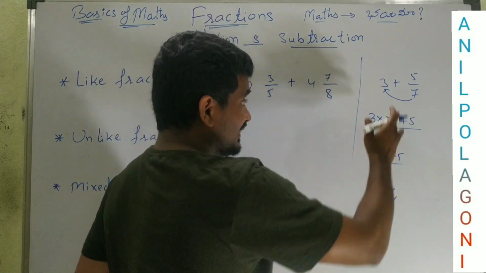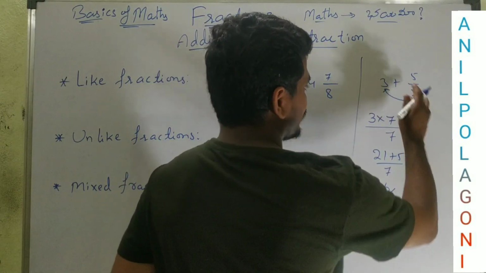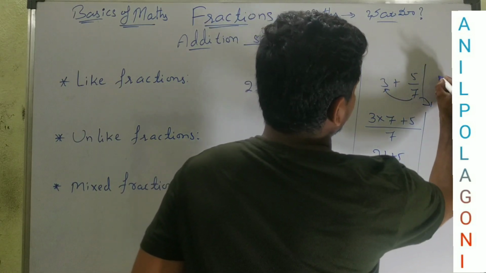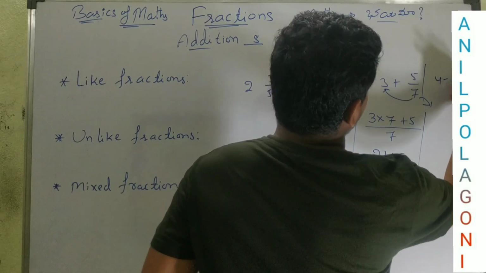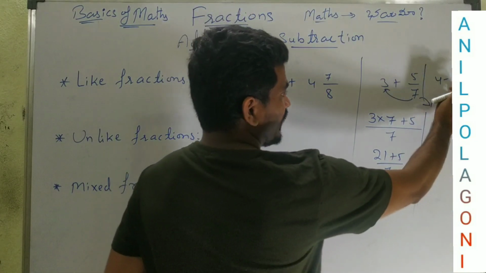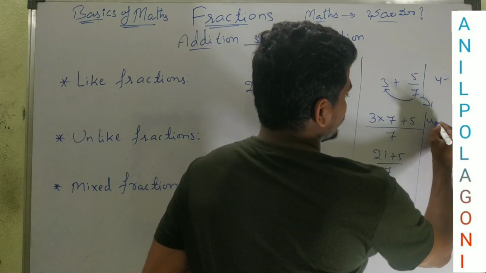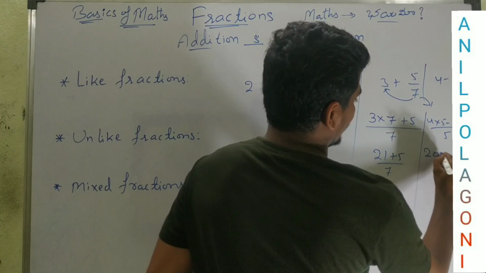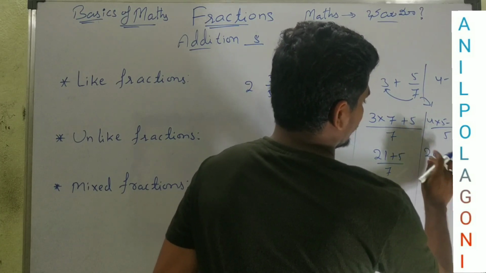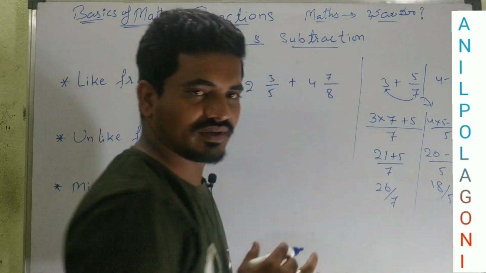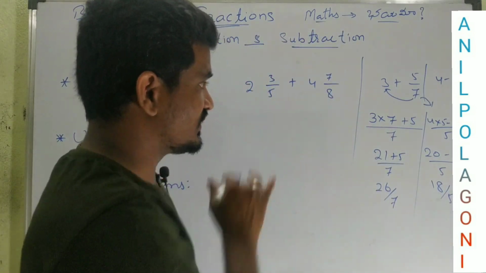For example, if there is a minus symbol here, I am taking one other question. 4 minus 2 by 5. If such a question is there, what do we have to do? 4 into 5 minus 2 by 5. 4 5s are 20 minus 2 by 5. 20 minus 2 equals 18 by 5. So like this we can do such questions.